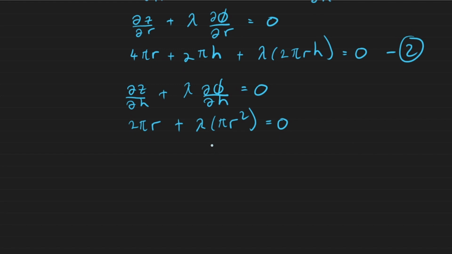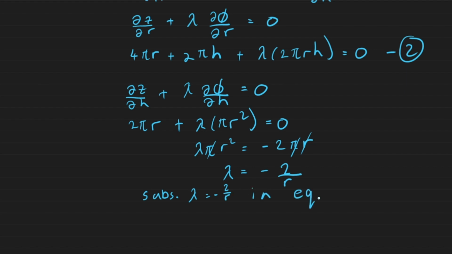So we can say that lambda times pi r squared is equal to minus 2 pi r. Then we can cancel some of the variables. We see that lambda is equal to minus 2 over r. So we now substitute lambda equals minus 2 over r in equation 2.